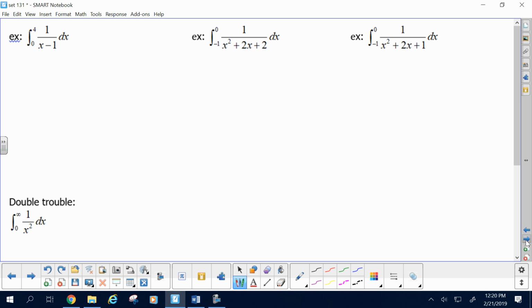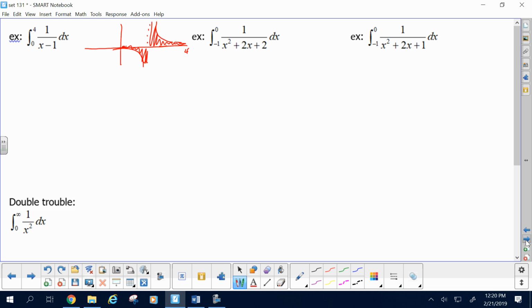Okay, so here we go. This one. What's the problem with the next one? The problem is the discontinuity is inside. If you're a picture person, go for it. But if I want to go from 0 to 4, you'll need 2 integrals.